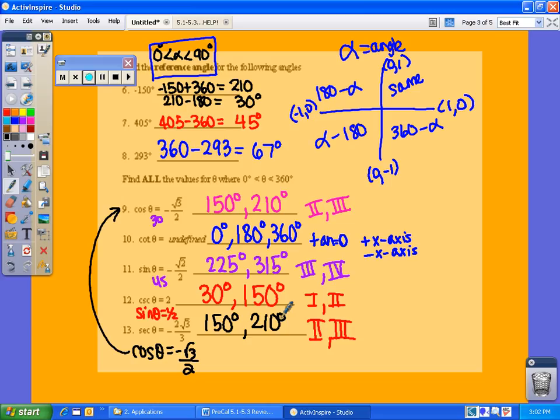So as long as you know whose reference angle goes with who, as long as you know who's negative where, it should really, really help. And just know your chart. Okay? Alright, that takes care of that section. The next section is a little tedious, but it's worth all the work.